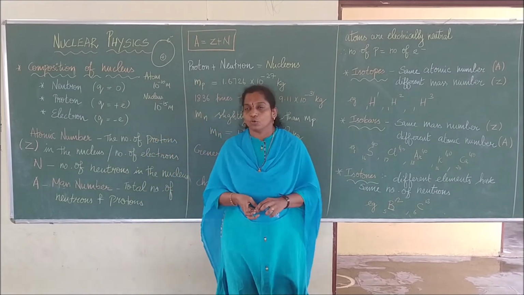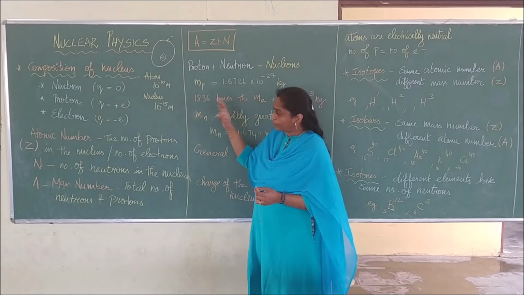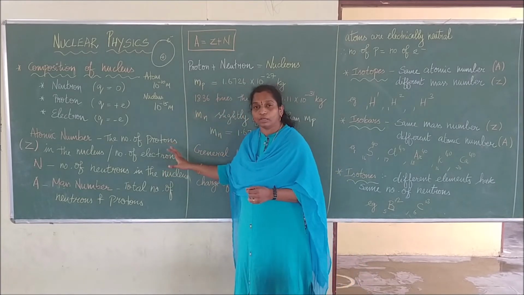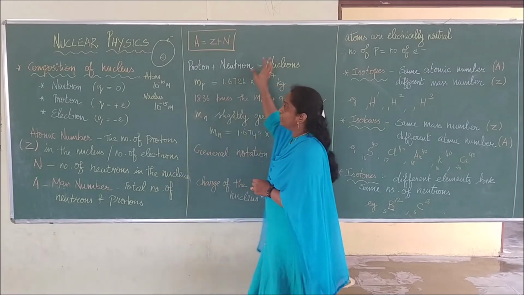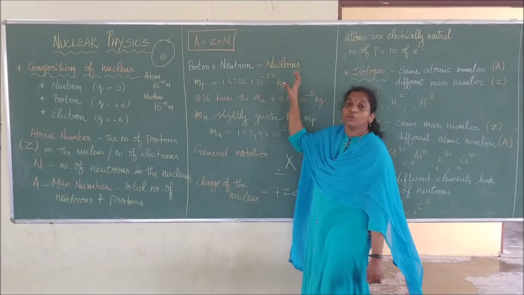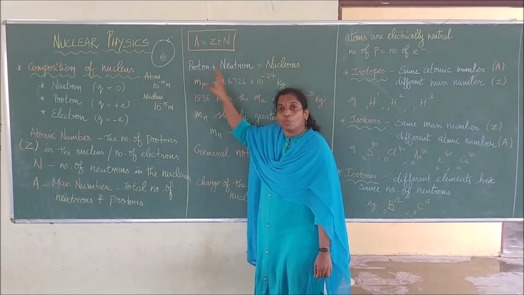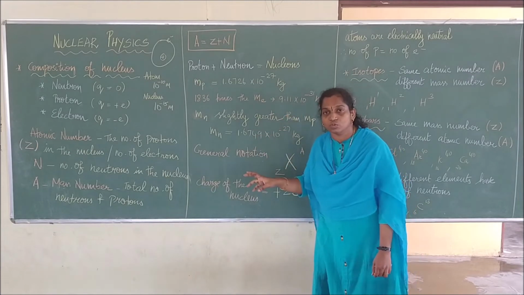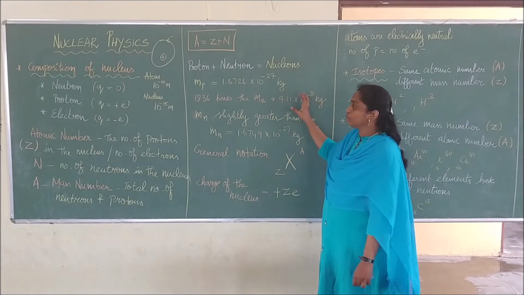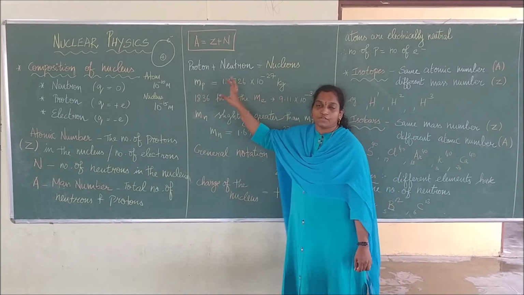Is it clear? So we have learned about the composition of a nucleus, the important parts such as atomic number, mass number and neutron number, and we studied the nucleon. What is a nucleon? One proton and one neutron joined together are called nucleons. Next we studied the masses of the different particles: proton, electron and neutron.